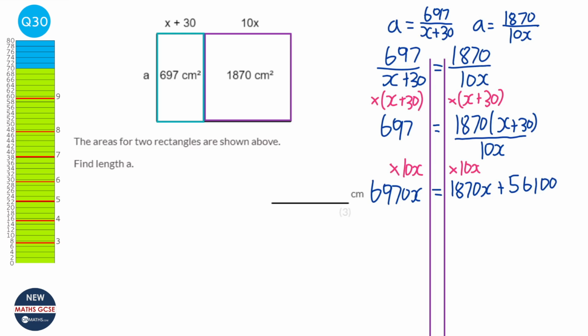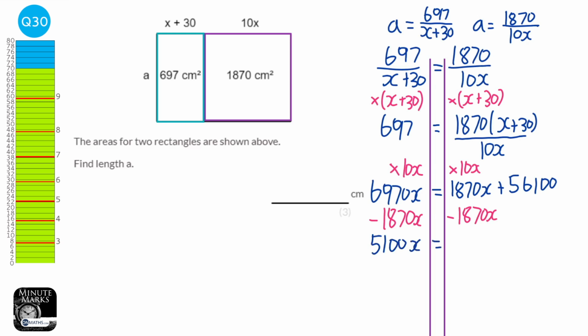Yep. Okay, so now we've got x's on both sides. So we look and see which one is the smaller amount of x, which is the 1870, and we're going to take that away from both sides. So take away 1870x from both sides, and that will leave 5100x on the left hand side, and then obviously we've got the 56,100 on the right hand side. And we want to get rid of the 5,100, so we're just going to divide both sides by 5,100.